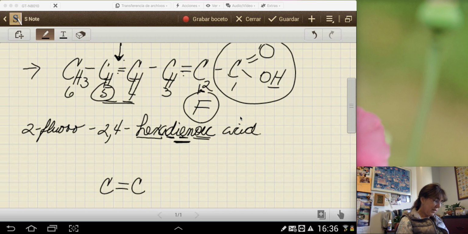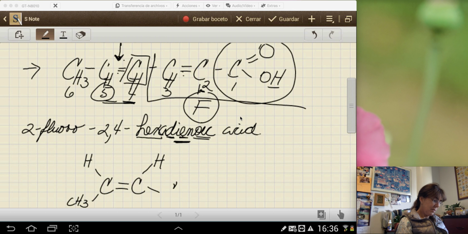This carbon 5 is attached to a hydrogen and to a CH3. This carbon 4 is attached to a hydrogen and to the rest of my chain, being a CH, double bond, C, F, C, O, OH. 3 hydrogens, 4, 5, 6, 7 hydrogens, 2 oxygens, my fluorine.